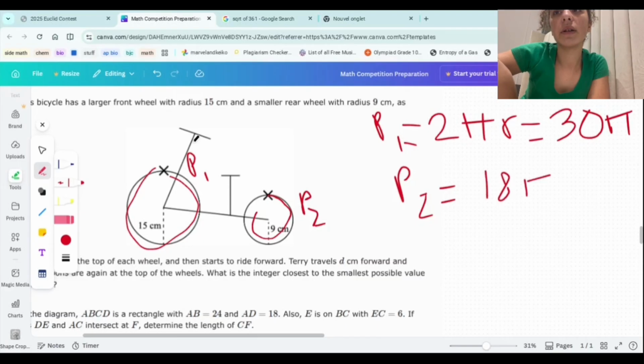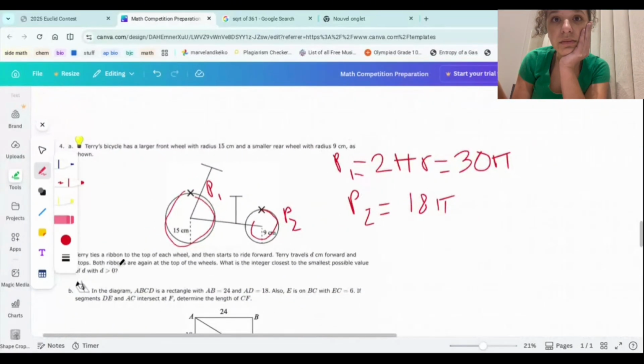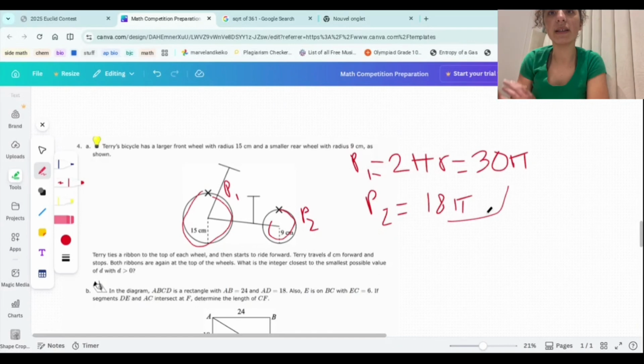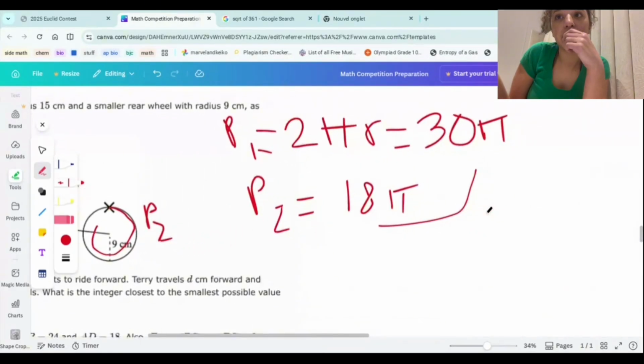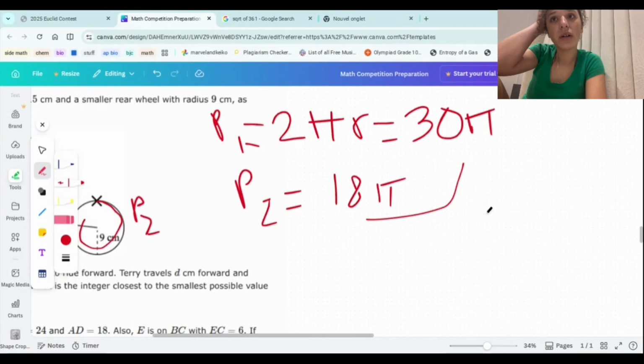P2 is equal to, again, 2 pi r. R is 9, so it's 18 pi. So, I guess they want the smallest common multiple between this and this. Yeah. So let's just think, 3 times 18, that's 54. Maybe I should just decompose them.